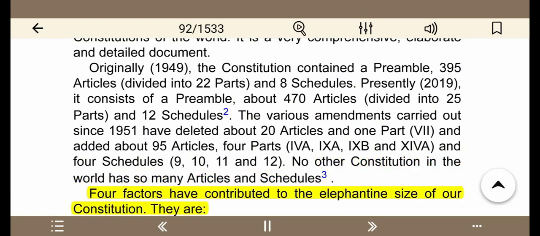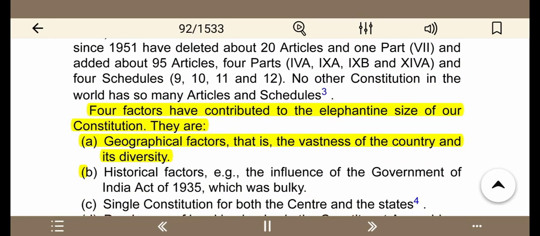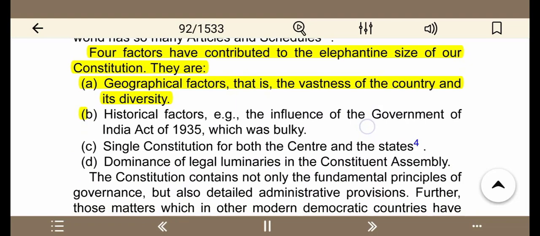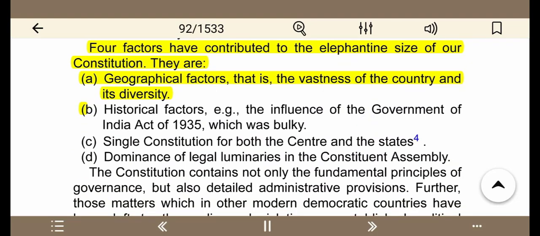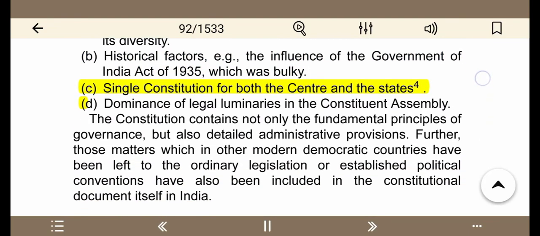Four factors have contributed to the elephantine size of our constitution. They are: A. Geographical factors, that is, the vastness of the country and its diversity. B. Historical factors, e.g., the influence of the Government of India Act of 1935, which was bulky. C. Single constitution for both the centre and the states. D. Dominance of legal luminaries in the Constituent Assembly.